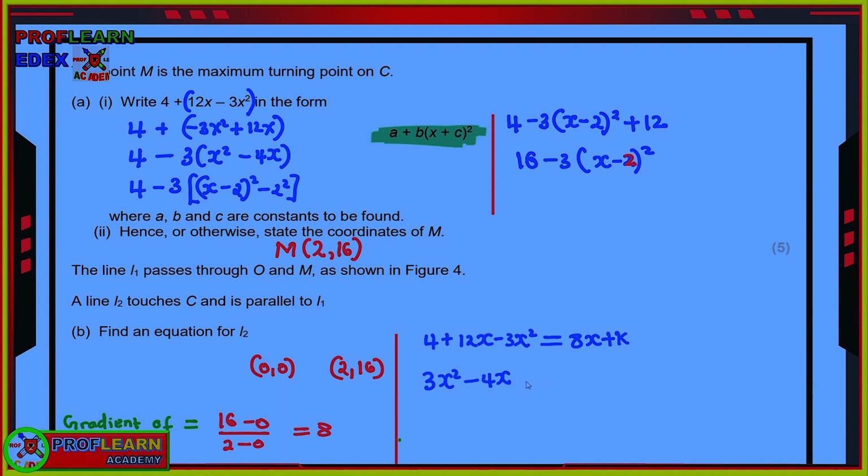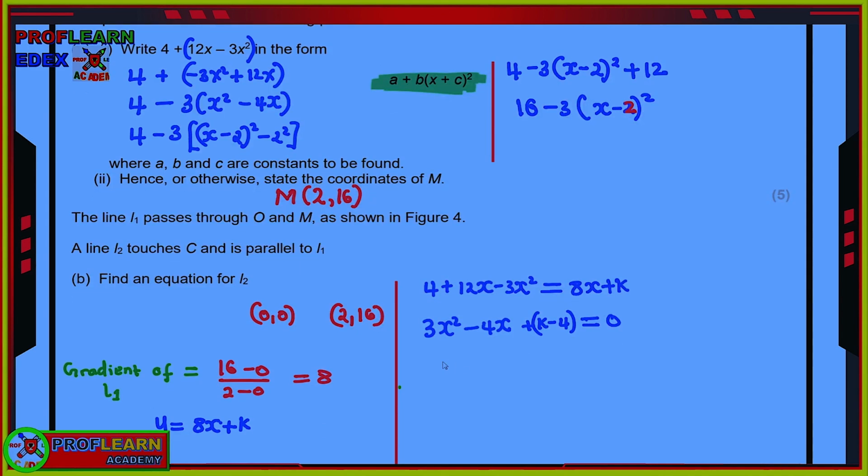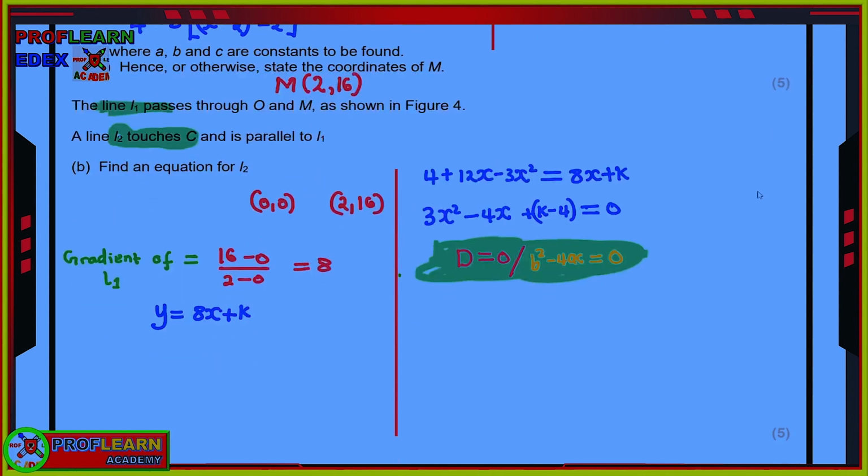So we are going to equate the quadratic and the straight line, which is y equals 8x plus k, then form a single quadratic equation at this given point. And since it touches, we can say the discriminant is equal to 0. Discriminant in this case will be 0. And remember, discriminant is b squared minus 4ac. Then we shall say that is equal to 0.